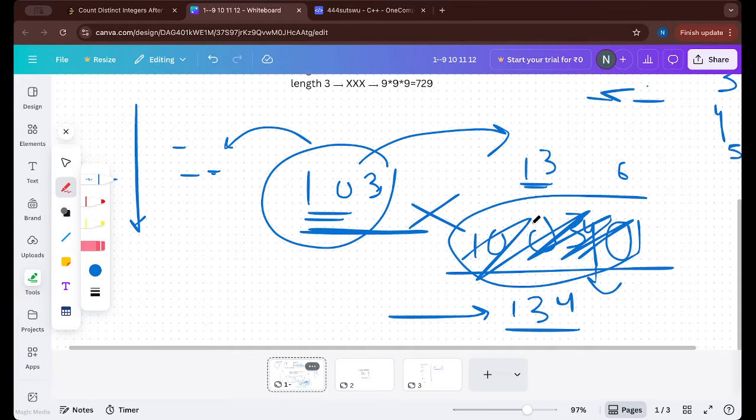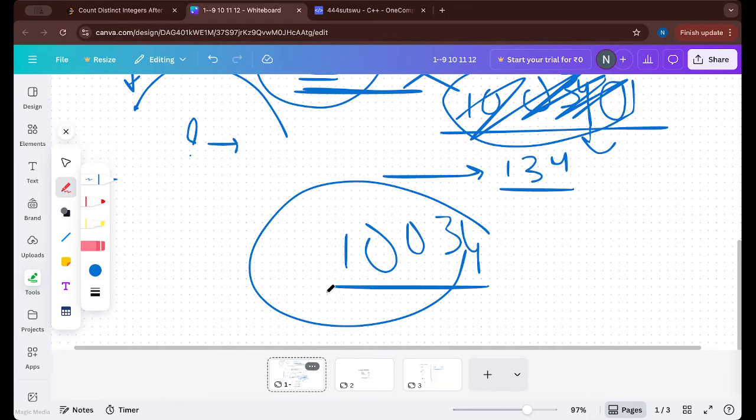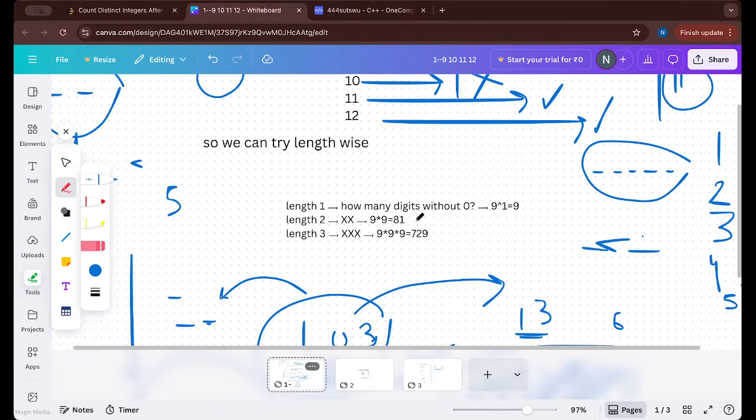So now what do we want? When we are at length L, we want the number of integers without 0 in decimal representation, because the others are already included in the previous answers when we considered the lower digit numbers. So finally, let's say we have 10034, right? We reached this by traversing all the numbers from 1 to 9, 10 to 99, 100 to 999, and so on. So when we are reaching this, we already considered the answer for smaller digits, so no need to count this anymore. So now we want how many numbers without 0.